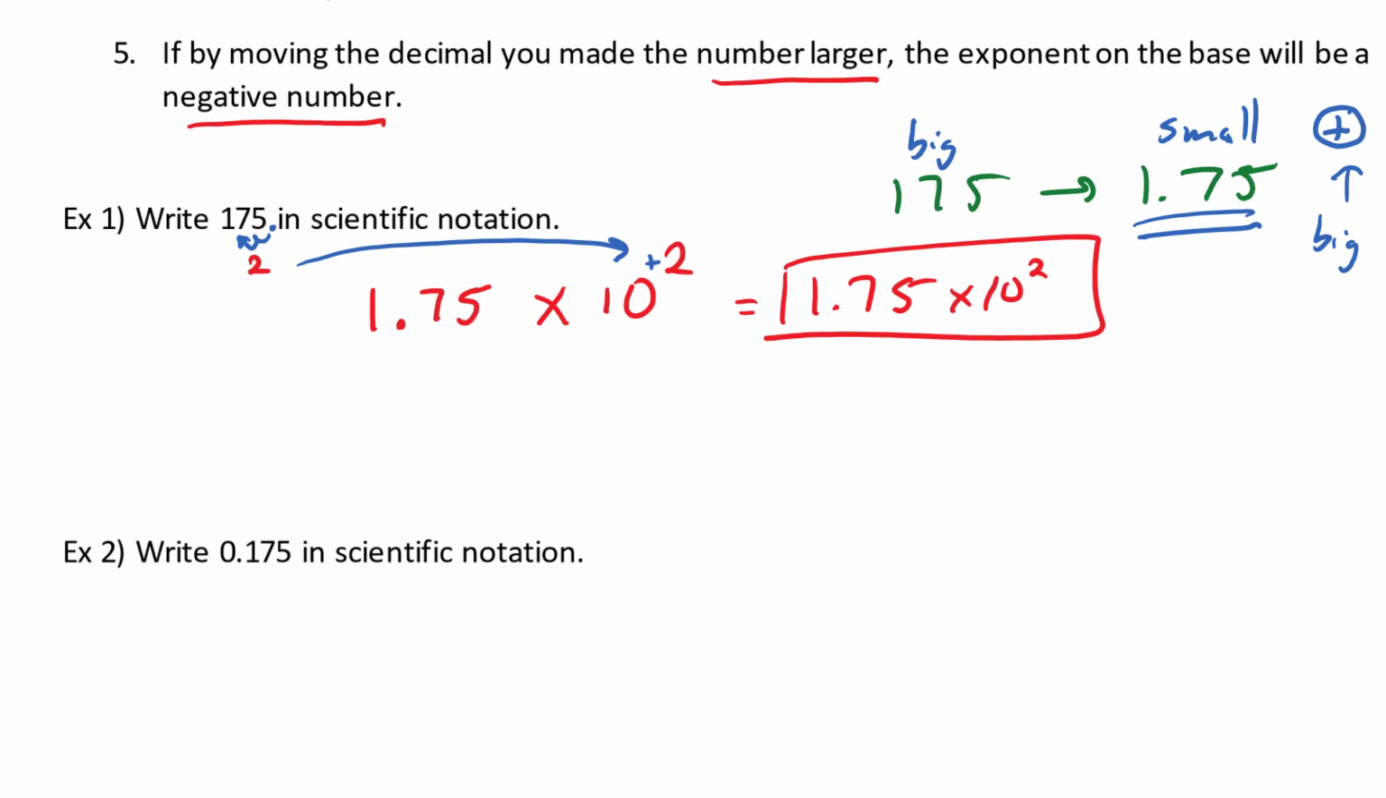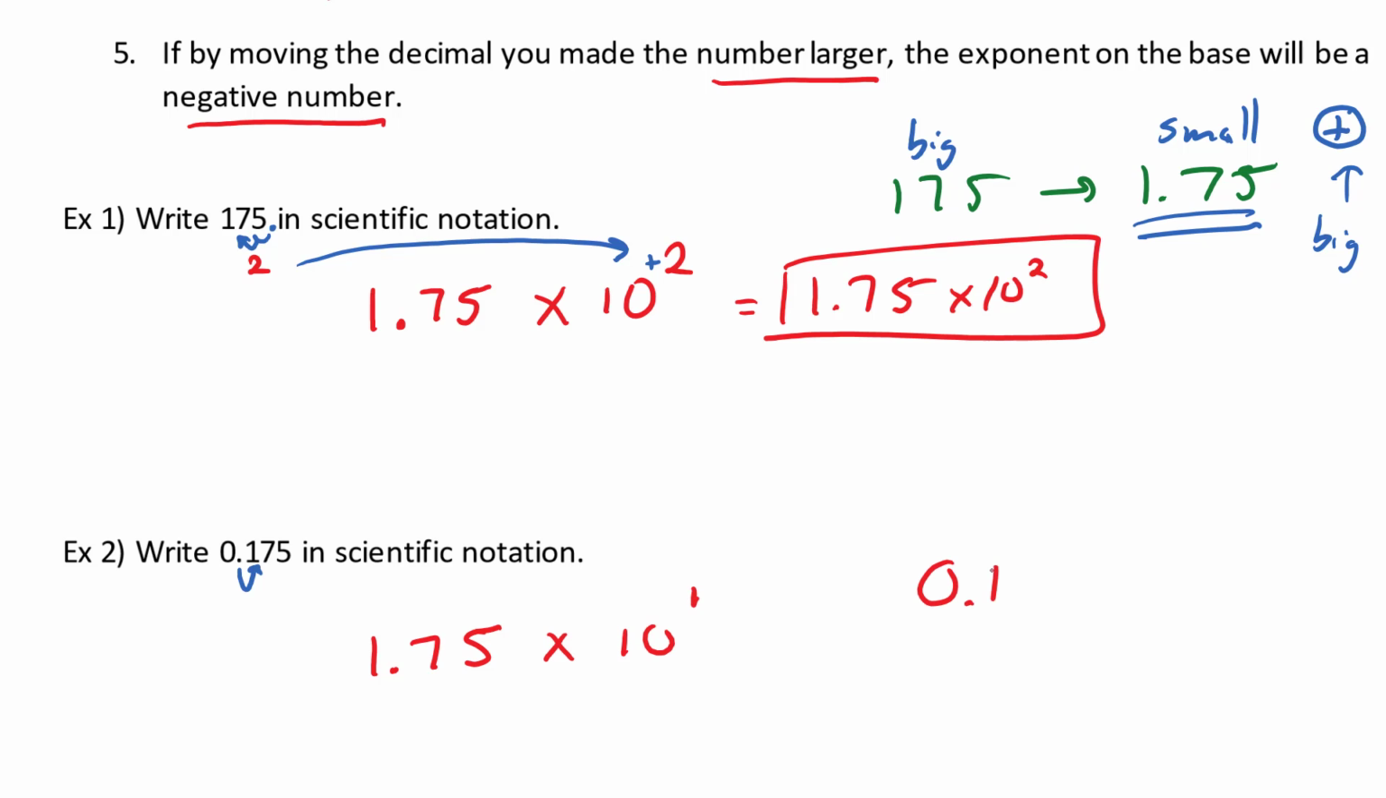Let's try another one. Write 0.175 in scientific notation. First of all, find the decimal. There it is. Convert this to a number between 1 and 10. Move the decimal over 1. So this gives me 1.75, again, times 10 now. We move the decimal place over one spot, so our exponent is going to be 1.